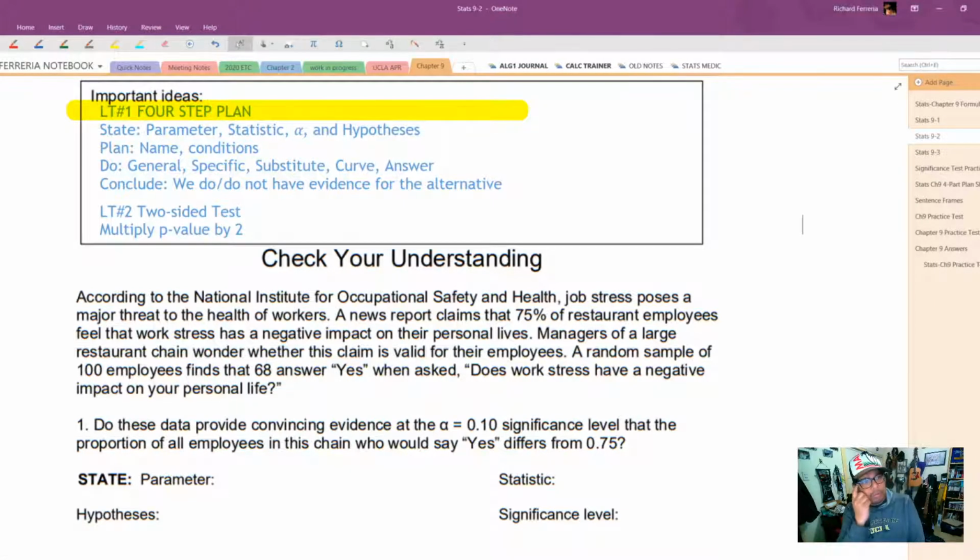There are a few different differences between this and the confidence interval. So make sure you note where those are.